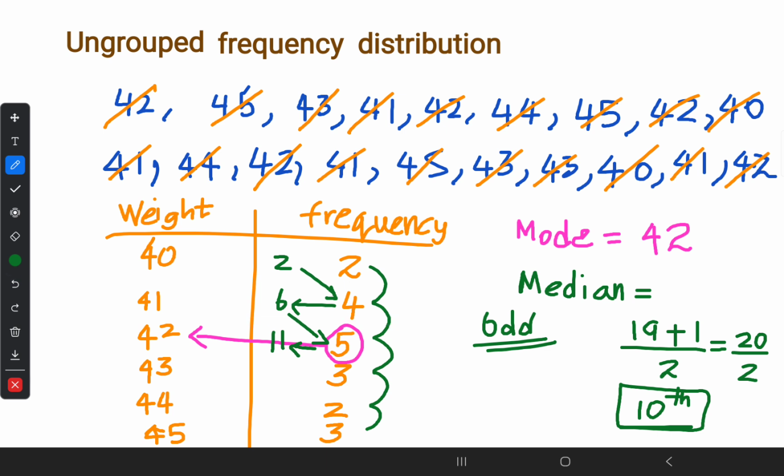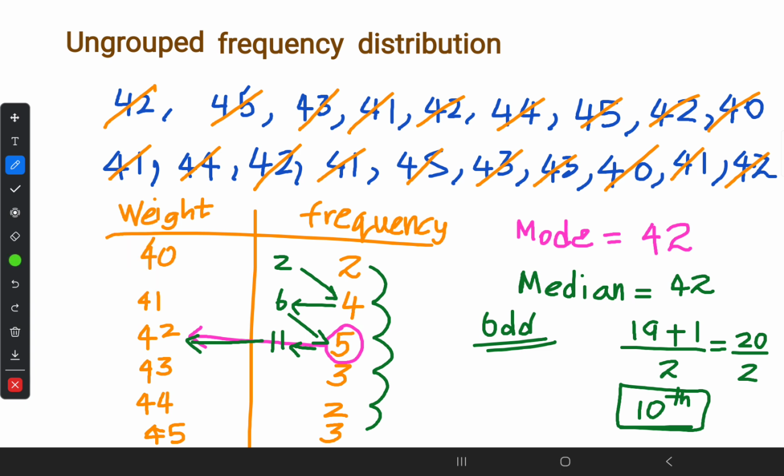The 10th student belongs to this weight. The 10th person in the ascending order belongs to the weight of 42. So that would be our median as well.